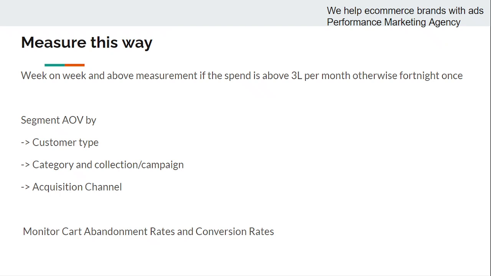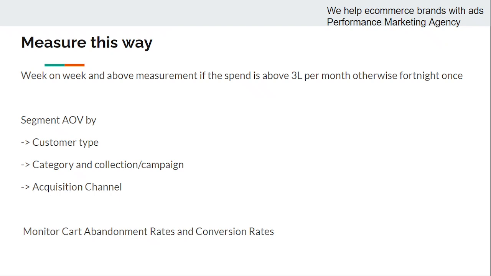Next, you can segment whenever you are reporting. Segment the AOV. This is hardly done, but segment the AOV by customer type, category and collection campaign, and also by acquisition channel. All these segmentations must be done when you are evaluating your AOV, because mostly when you segment by customer type, new and returning customers, returning customers will have an AOV of say 500, but new customers will have an AOV of 200, which gives you an average of 350. But actually, you should be focusing on increasing the AOV of new customers. Unless you segment, you will never know this.